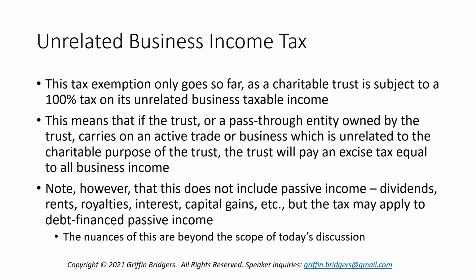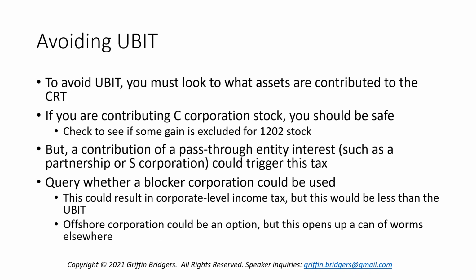So what it seems to make sense to do is to try to limit the trust's exposure to unrelated business income tax if possible. So we're going to look at avoidance and then reducing exposure. So as you saw in the last slide, if you want to avoid UBIT entirely, you have to look to what assets are being contributed to the charitable remainder trust. So if you're contributing C corporation stock, you should be safe because the only benefit that goes to the trust in that case is a dividend.